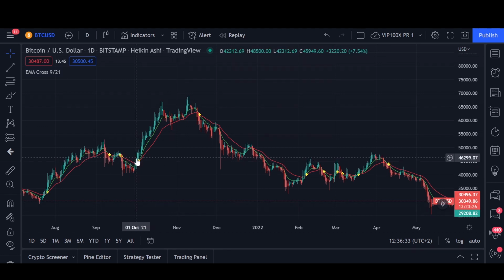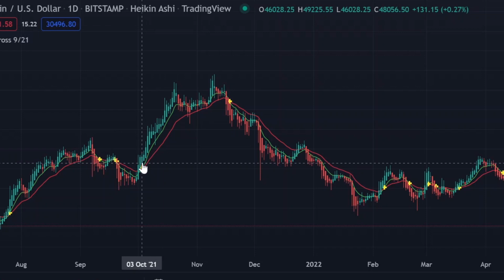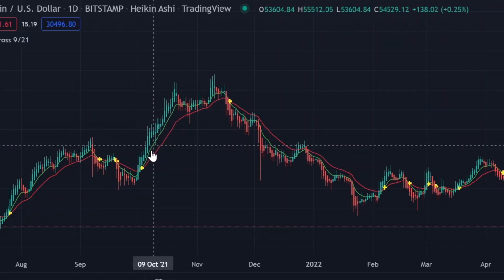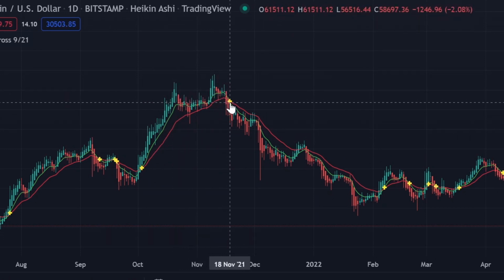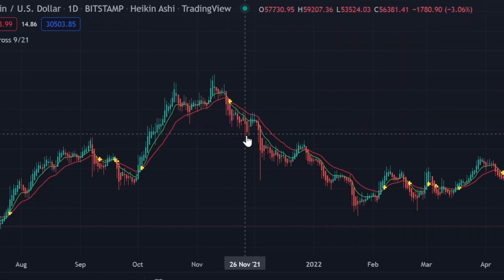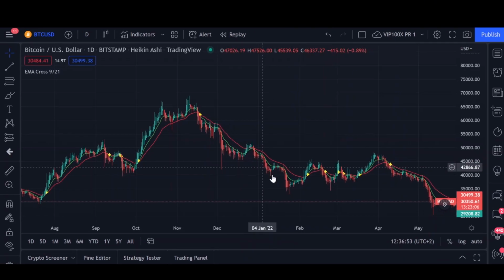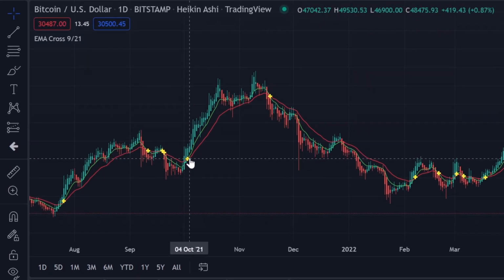The strategy is the following. Whenever one line crosses the other, we enter the trade. If the green line crosses above the red line, we open a long trade, and if the green line crosses below the red line, we open a short trade. Let's take a look at this cross. We can see clearly that the green line has crossed above the red line and that the trade is a winner.